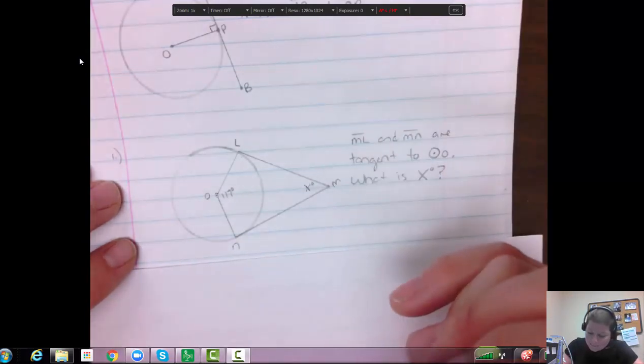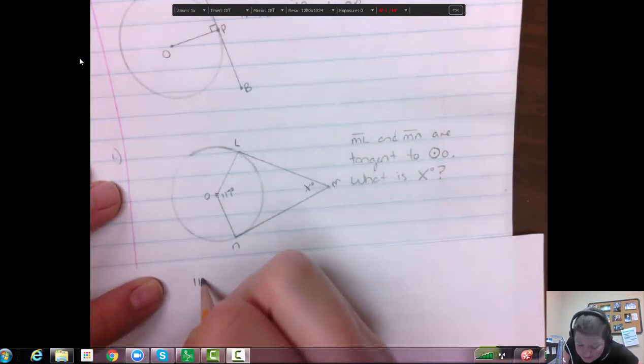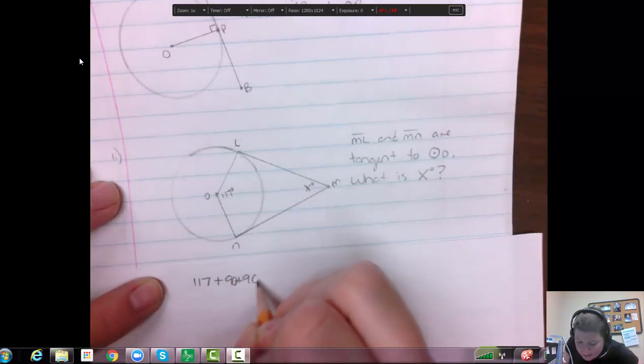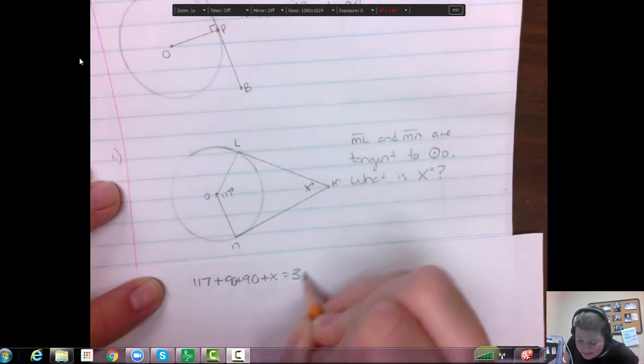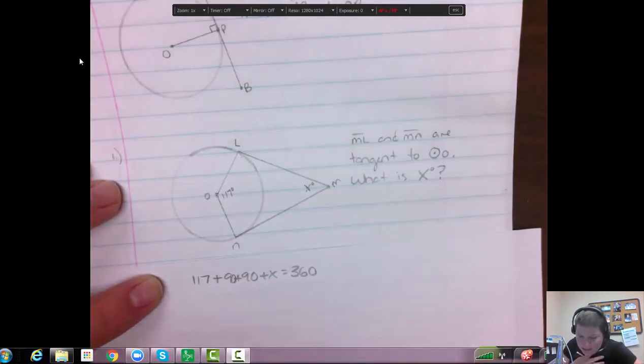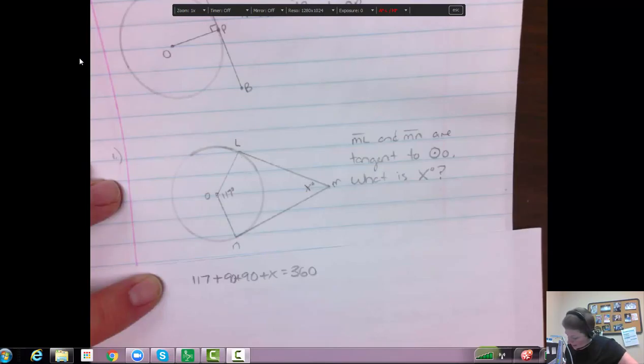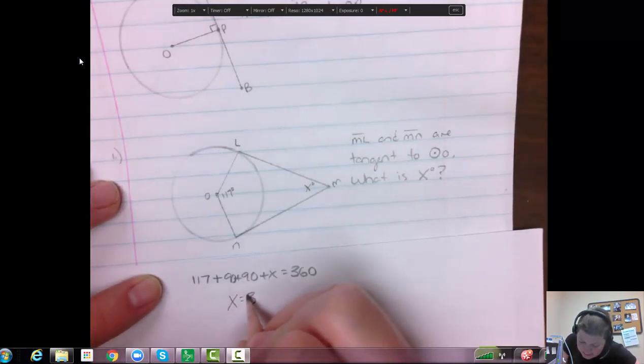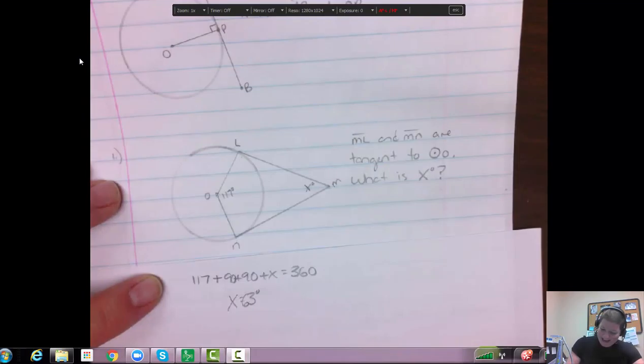So 360. That means you have 117, and you add that to 90 plus 90 plus X, which has to be 360. So subtract those, and you should get X to equal 63, if I remember correctly. So 360 minus 117, minus 90, minus 90 is 63. I keep writing everything backwards. X is equal to 63 degrees.